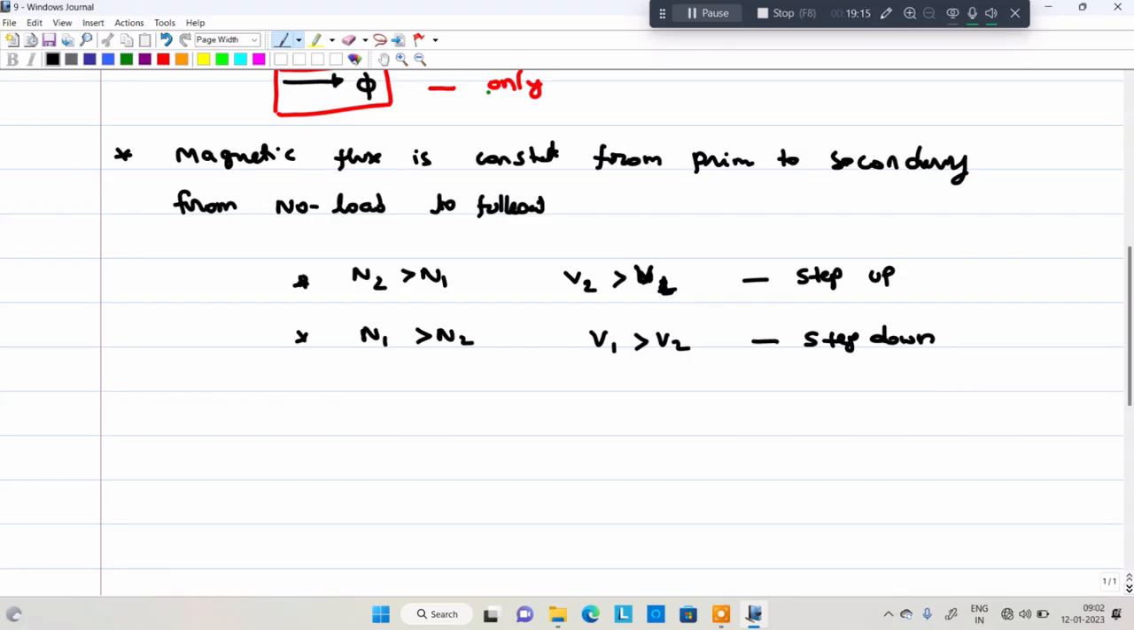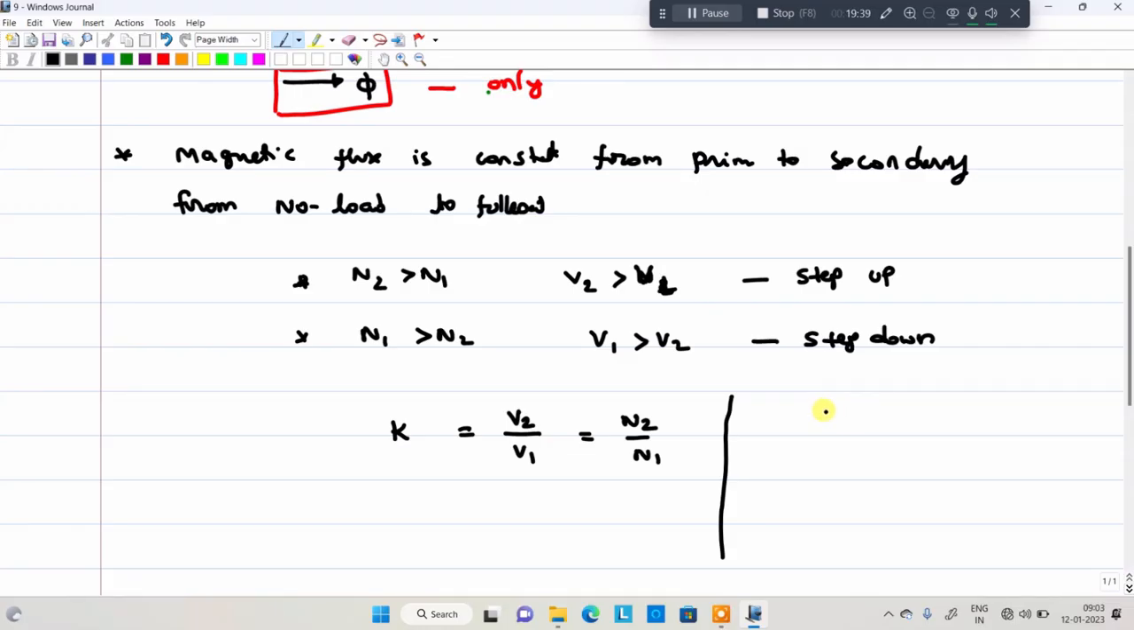One more important point: the transformation ratio K. Very, very important. Transformation ratio K is equal to V2 by V1, which is equal to N2 by N1. How did we get the transformation ratio? I will give a small derivation. It is not required for you in the examination, but if you know the concept, then you can remember the formula. It is an easy way to understand.